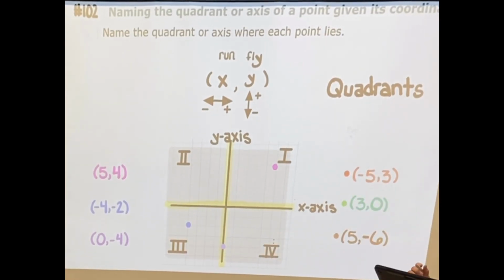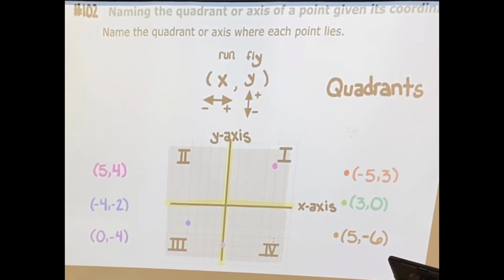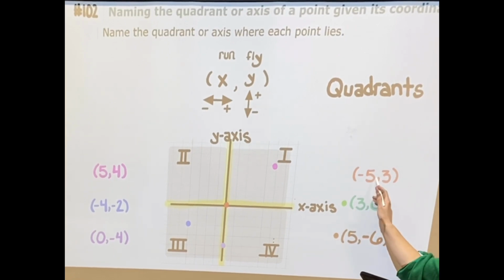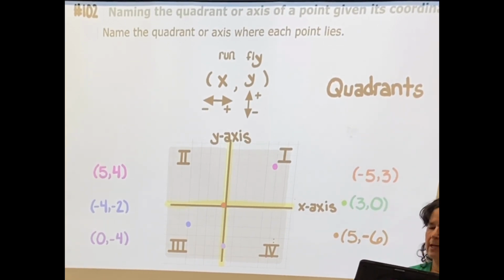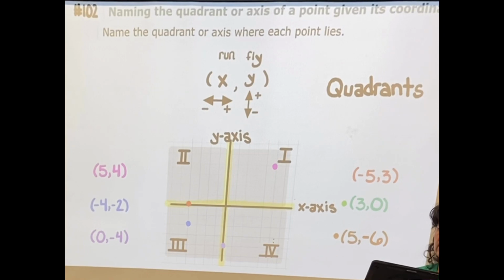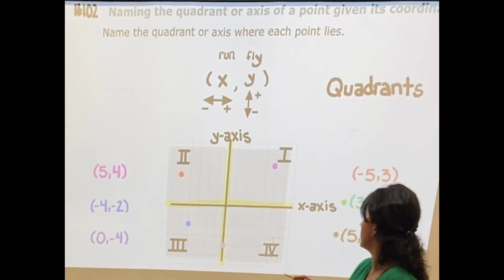Okay, then this one, negative 5, 3. Let's go run negative 5, fly 3. So run negative 5 is backwards. So back 5 and then up 3. And so negative 5, 3 is gonna be in quadrant 2.